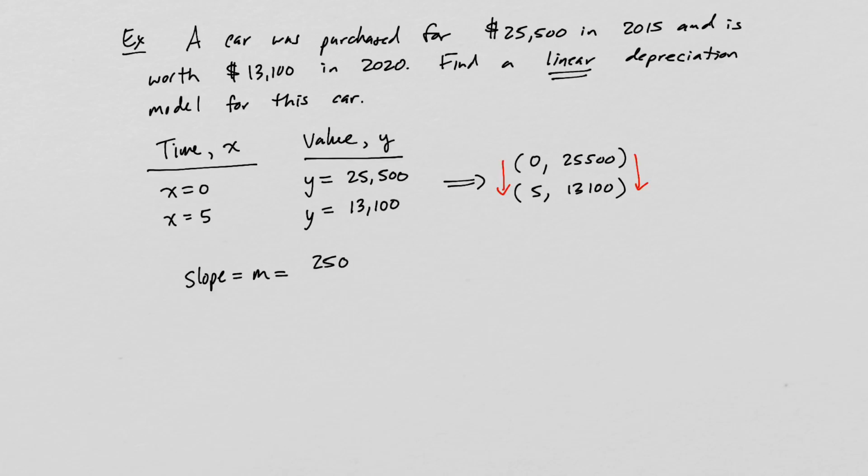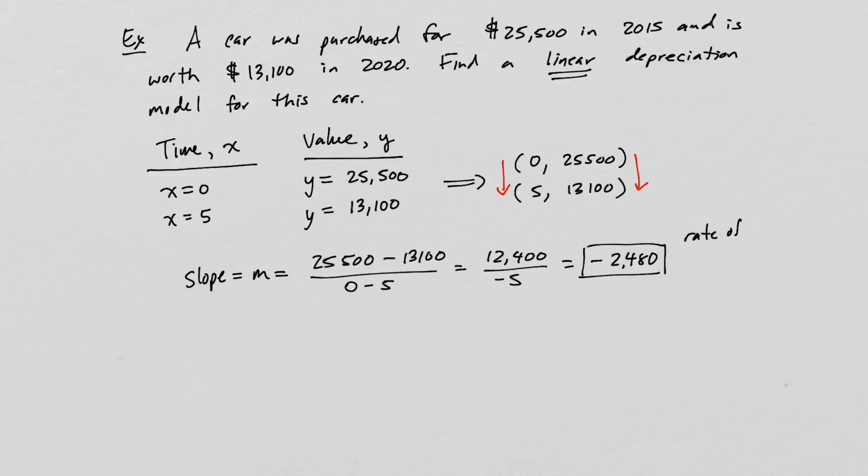We get the slope of the line by subtracting the y values and subtracting the x values and dividing. So that's 25,500 minus 13,100 divided by 0, take away 5. This is equal to 12,400 divided by negative 5. And this is equal to negative $2,480. That's your slope. Now remember, slope is also rate of change.